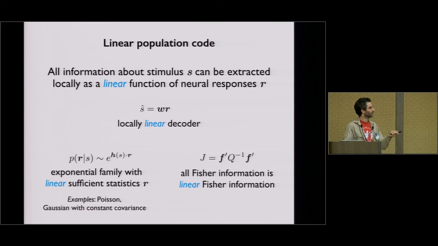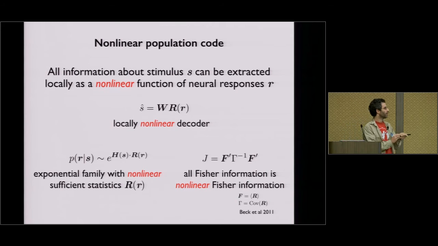Okay, so I described to you the linear population code. The generalization to a nonlinear population code is pretty straightforward. Instead of being a decoding of r, it's a decoding of R, but now it's capital R, which is the sufficient statistics for the more complex nonlinear encoded information. Okay, and I'll describe where this would come from. But once you have that family, this exponential family with nonlinear sufficient statistics, then you can describe all the information as being nonlinear Fisher information.